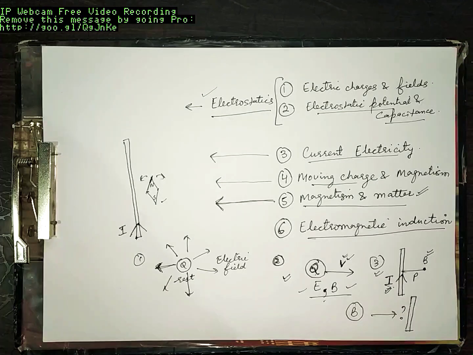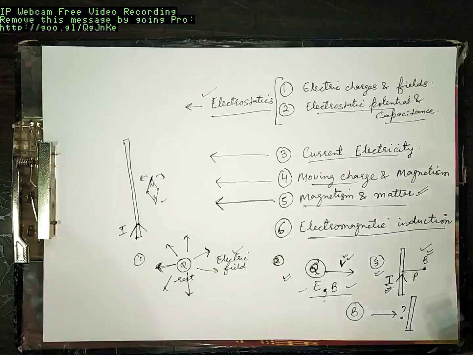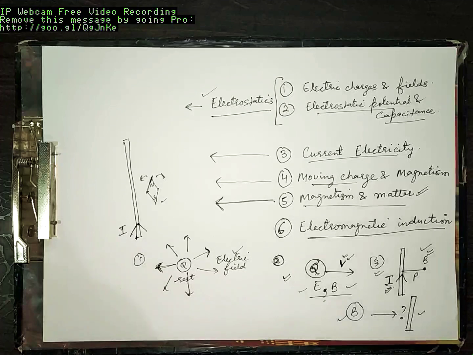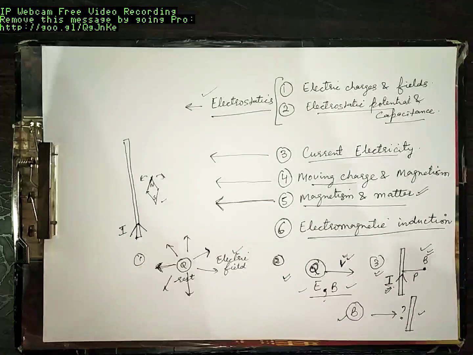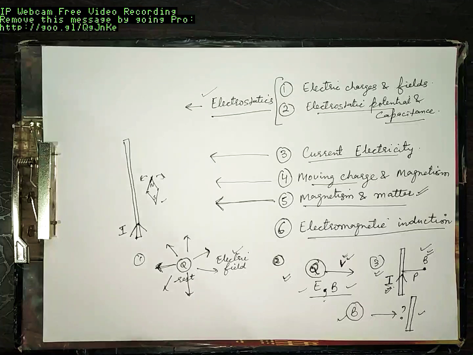Alternately, we can ask this question in another way as well. Since electric fields can produce magnetic fields, the question was, can a magnetic field produce an electric field, or can a magnetic field produce an electric current? The answer to this question was yes. Electric fields do produce magnetic fields. Similarly, magnetic fields can produce electric currents, or magnetic fields can produce electric voltage, or magnetic fields can produce EMFs. The answer to this question was yes.